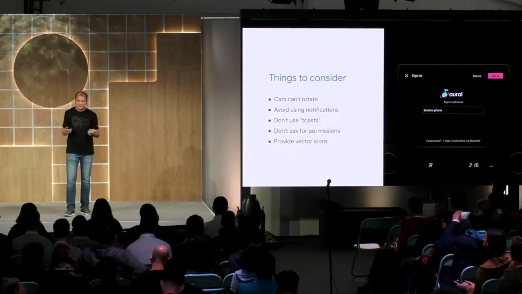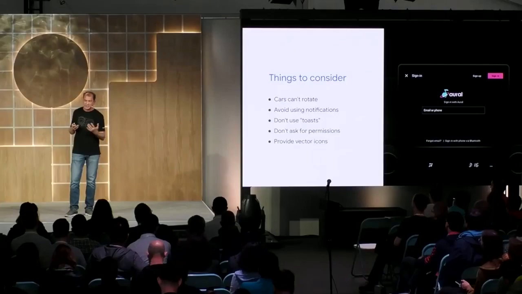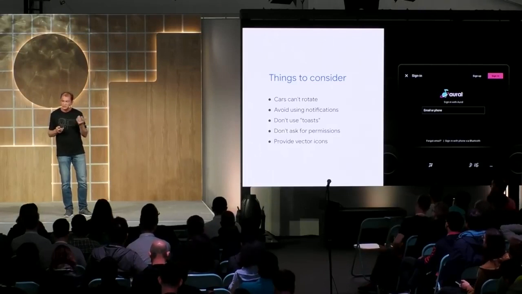Here are some things to consider. When you're implementing your activities, don't set them to any specific orientation. You can't rotate your car. Avoid using notifications. Notifications are not optimized for driving, so the user might miss one. So only important notifications will be displayed when the user is driving, and everything else, just be mindful when using notifications. Toasts are even harder to see in a car because drivers are focusing on the road mostly. So don't use toasts. In the future, we might even disable them.